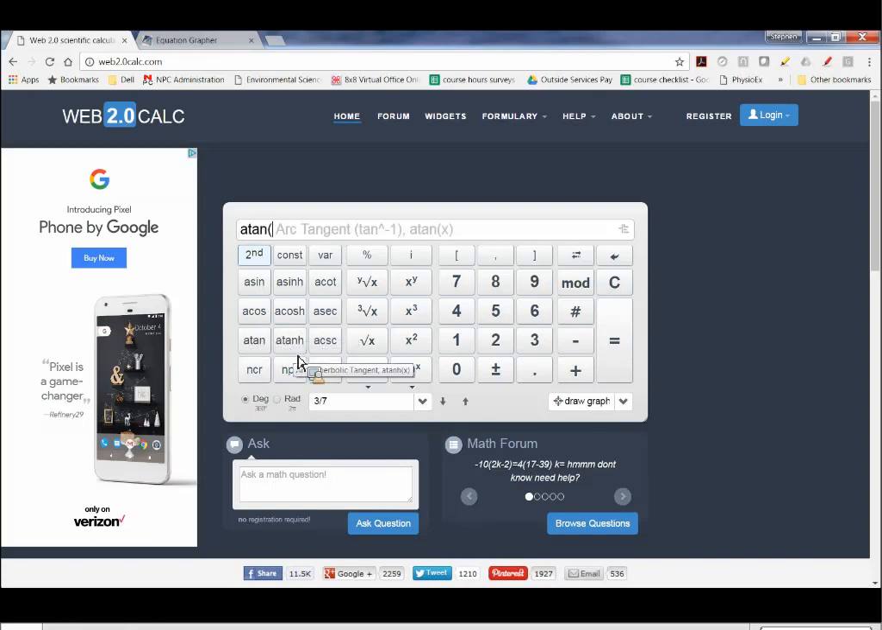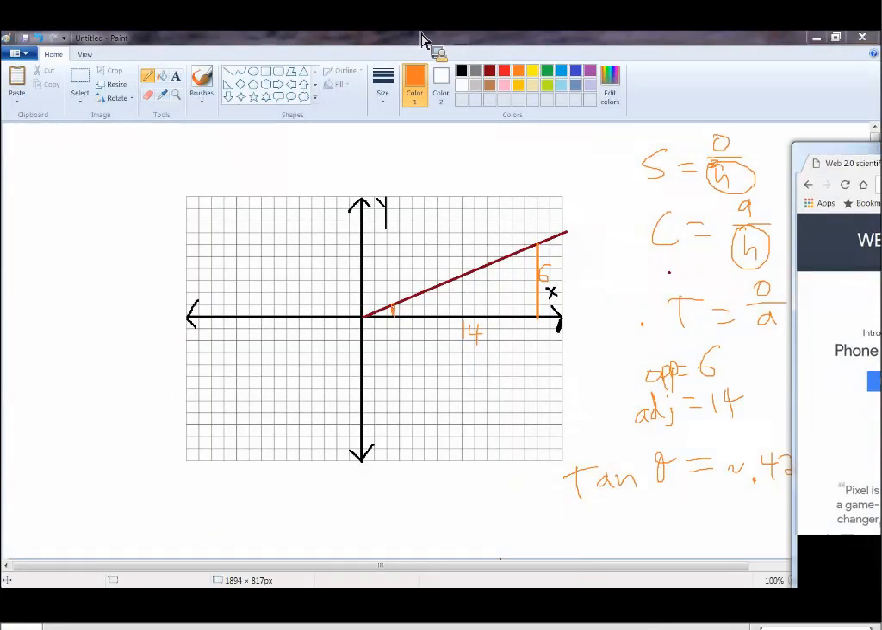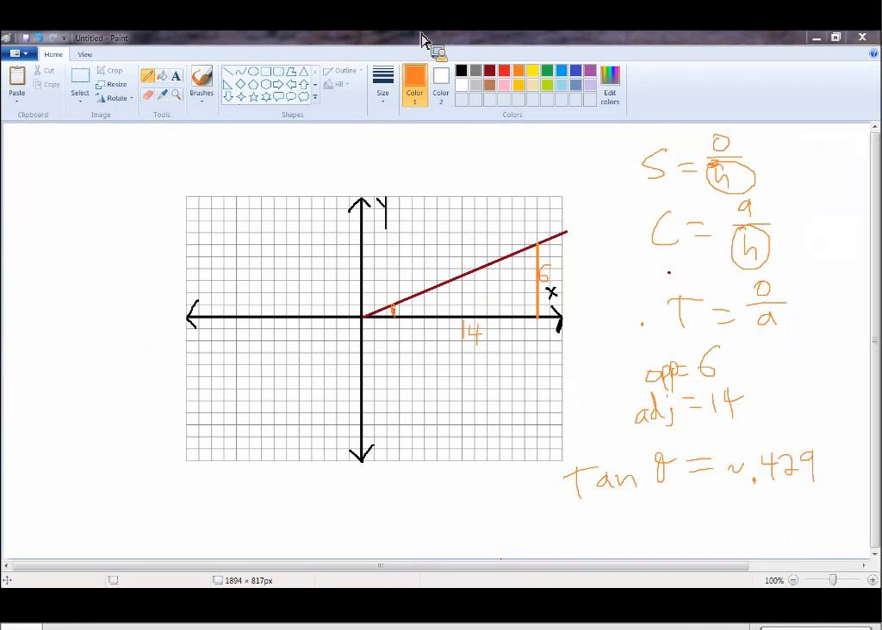So I'll put arctan of 0.429. And that equals 23.22 approximately. We'll round it off to 23. So our angle equals 23.22 degrees. That's our angle over here. So this angle is 23.22 degrees approximately. And it looks like about that, right? It's certainly a very shallow angle. This, of course, would be 90 degrees, and so this would be whatever's left over.